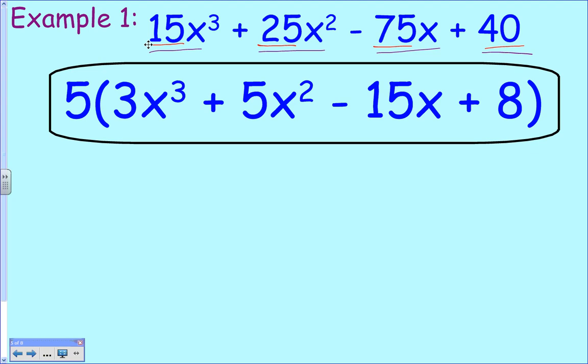5 times the quantity 3x cubed plus 5x squared minus 15x plus 8 is what you would get when you factor out what is in common.